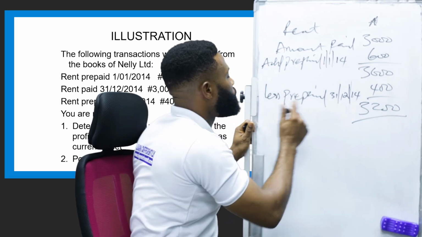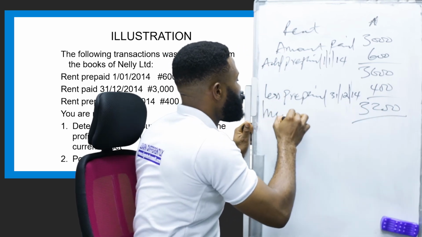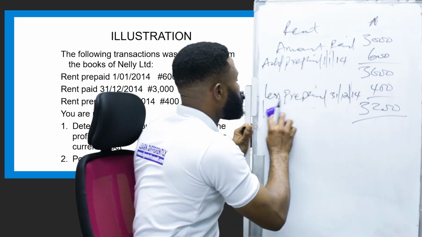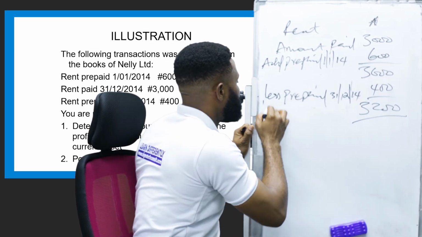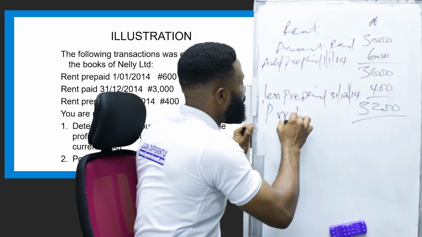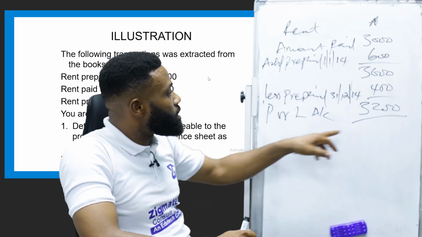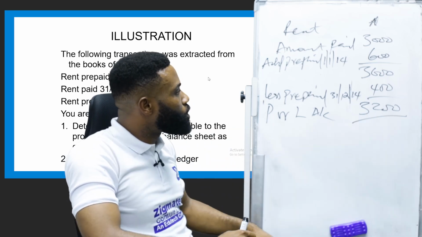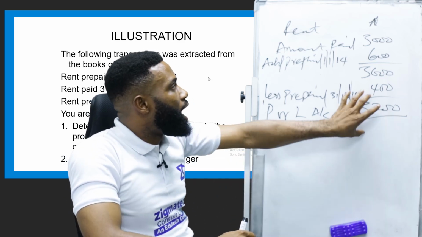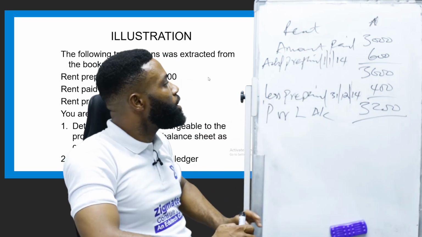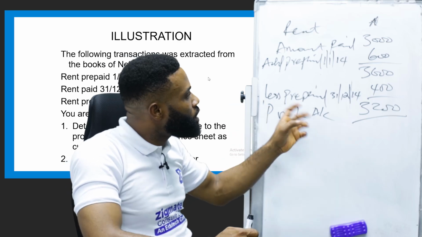This 3,200 is what will go to your income statement, and is what will go to your profit or loss. Go to your P or L account. This is the amount that will now go to your P or L as the rent paid for the period.